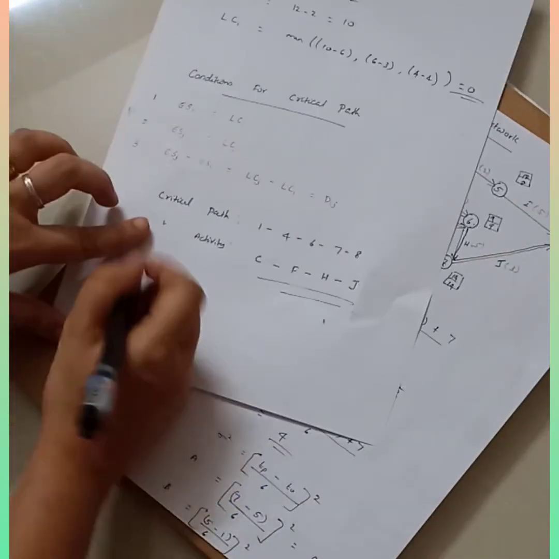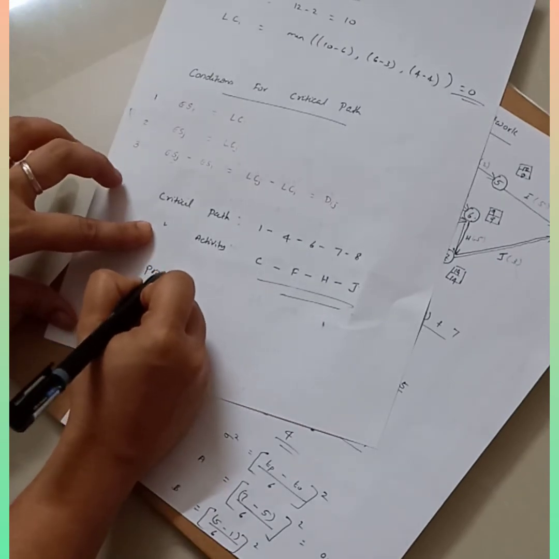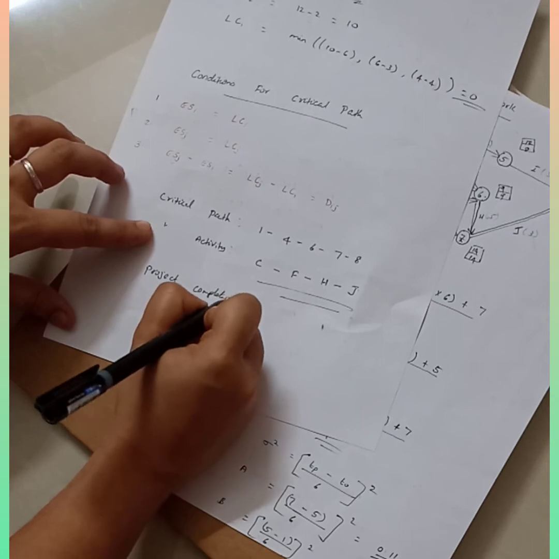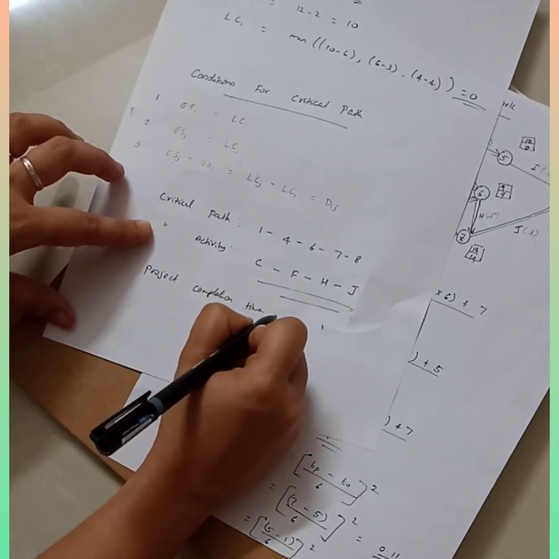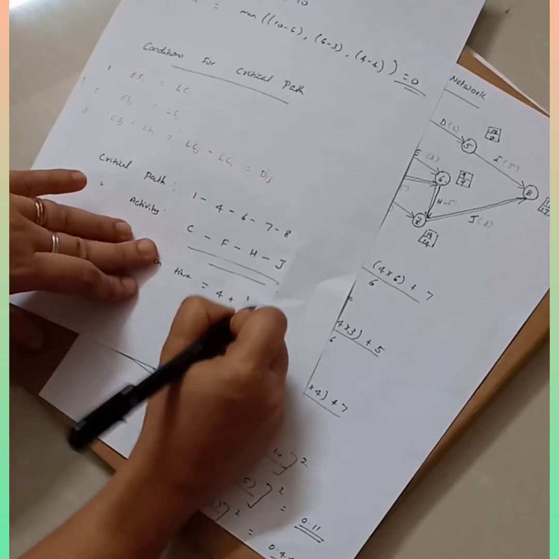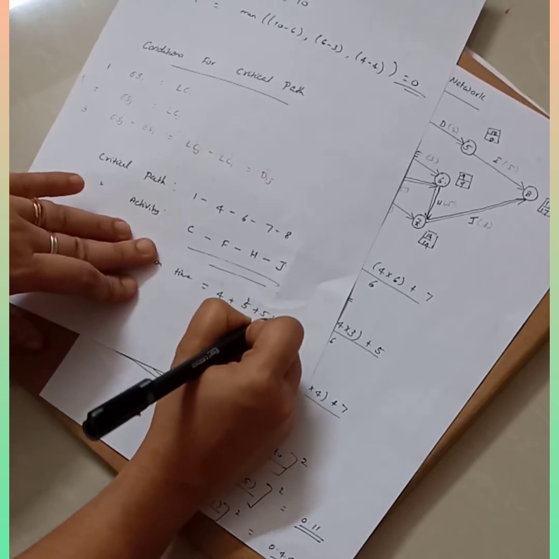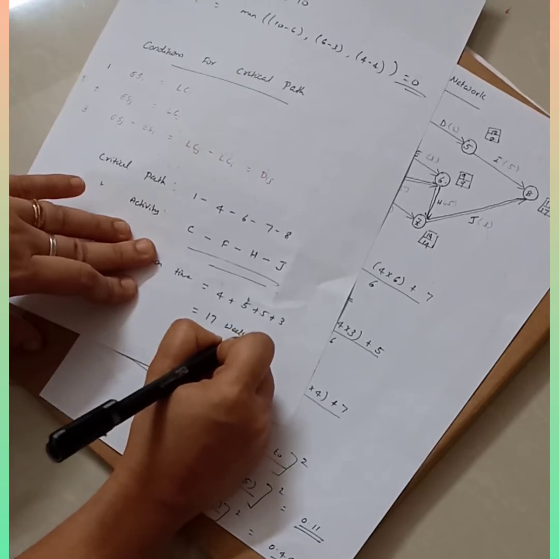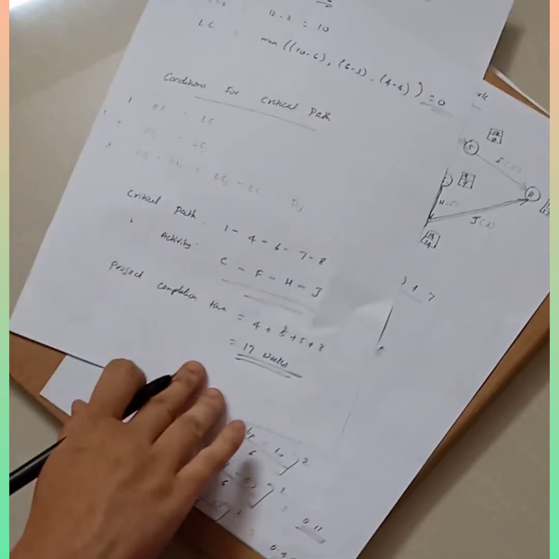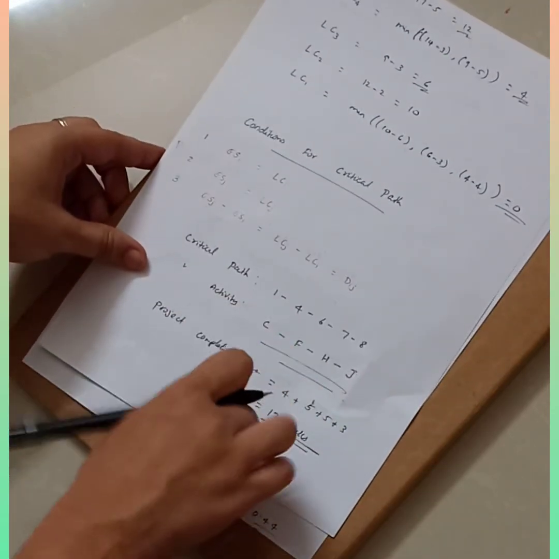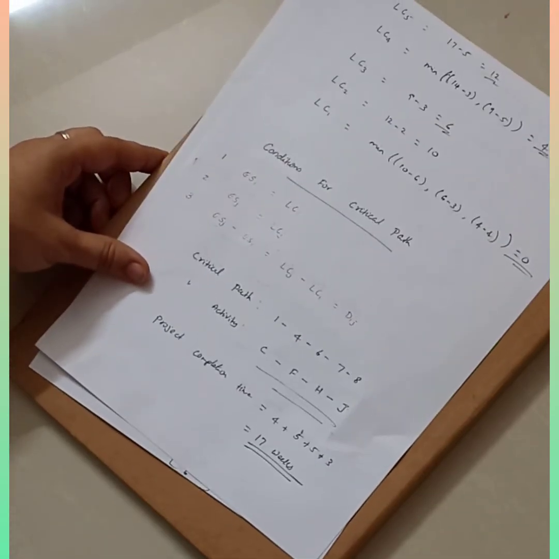Okay, you need to find the project completion time. The project completion time is equal to the duration along 1 to 4, which is 4 plus 5 plus 5 plus 3, which is equal to 17. It is given in weeks, so that is 17 weeks. So the project completion time is 17 weeks. I hope this much is clear to all of you.